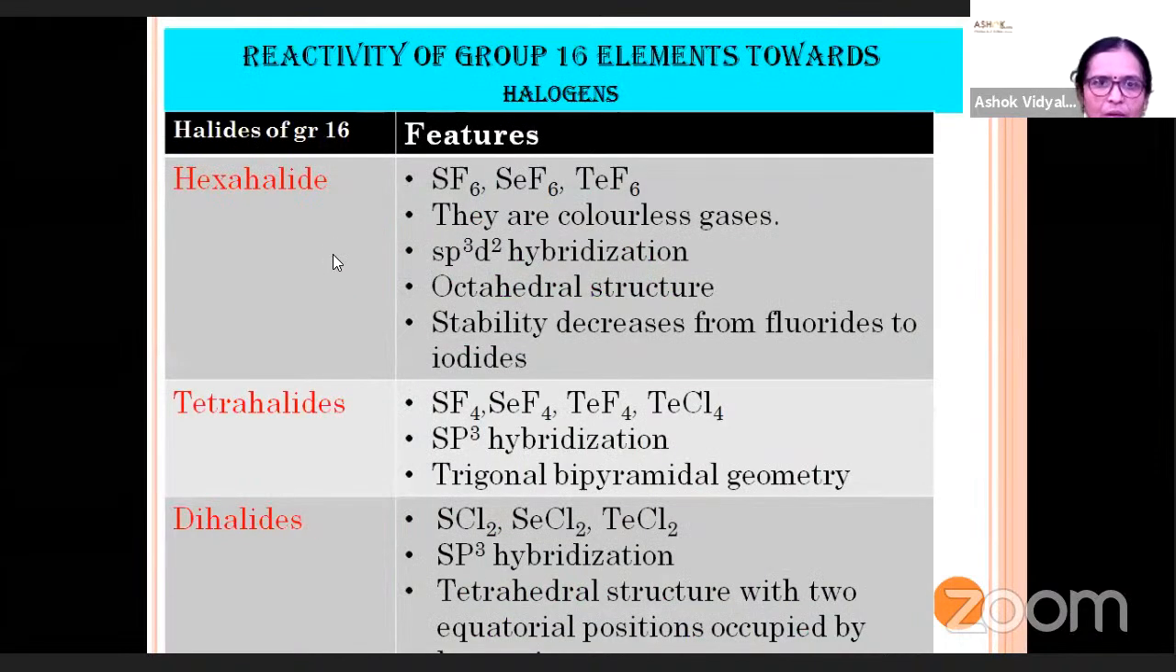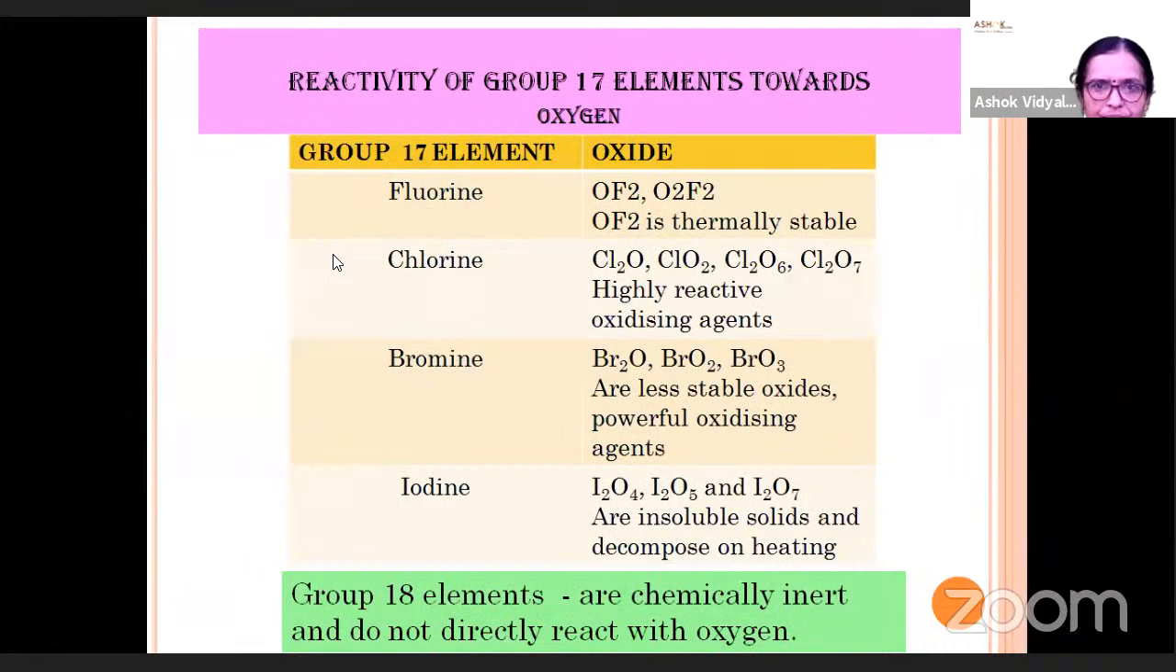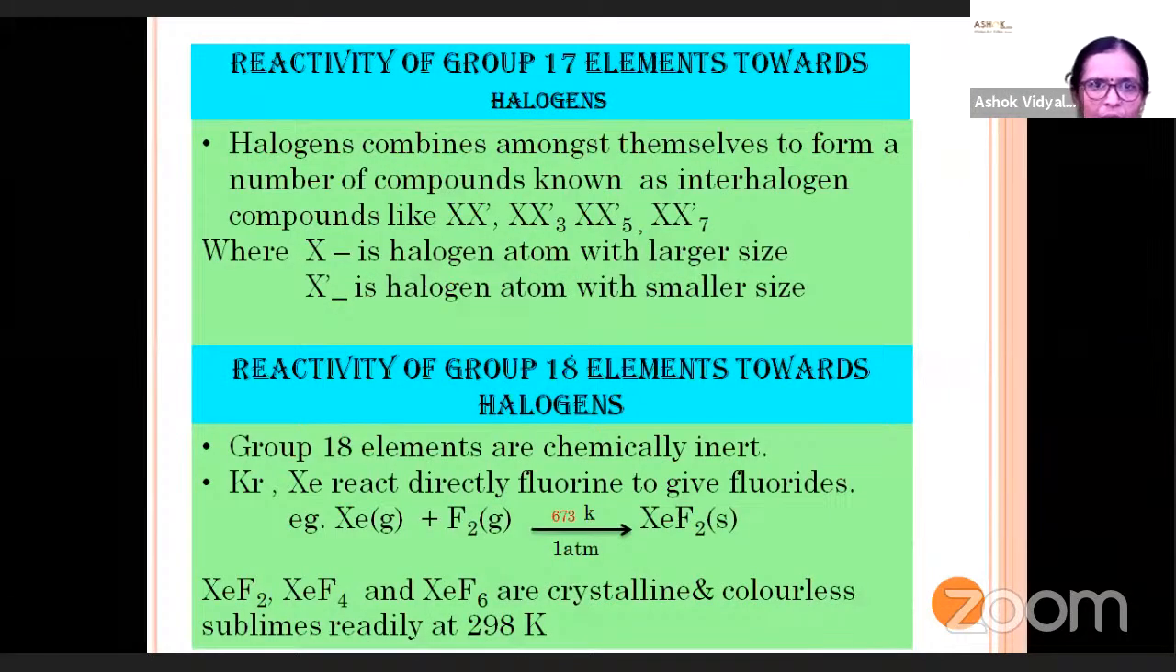like this. Here X is the halogen atom which is larger in size and X' is the halogen which is smaller in size.